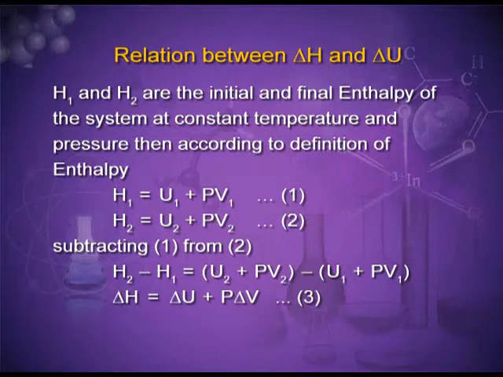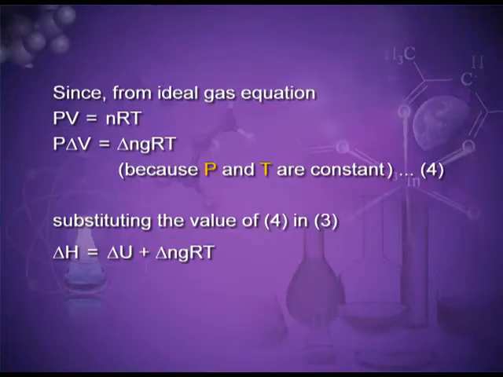From the ideal gas equation, we know that PV equals nRT. So, in the equation delta H equals delta U plus P delta V, we can also use delta n_g RT. Delta n_g, where g is the subscript, is the difference in the number of moles of the gaseous products and the gaseous reactants.